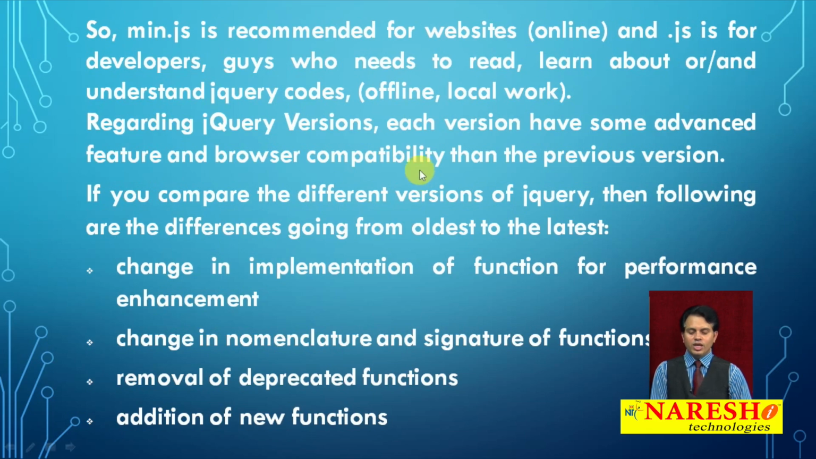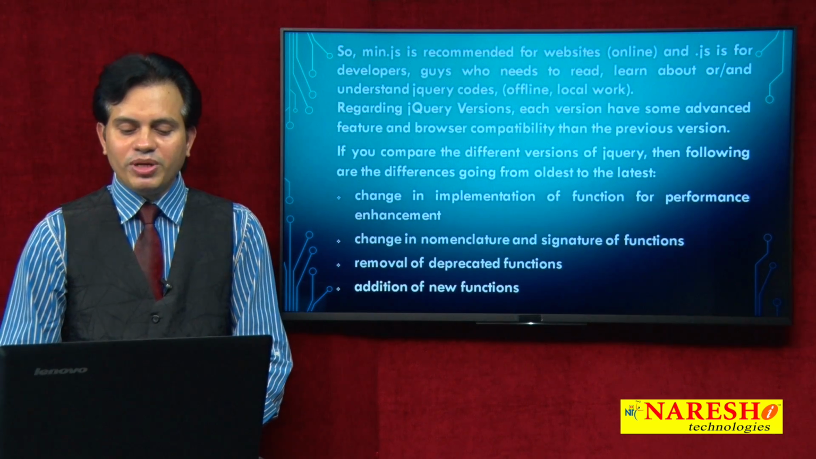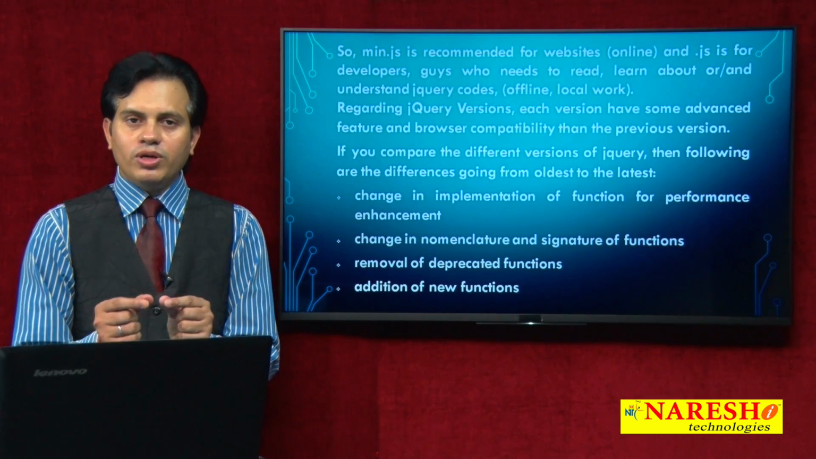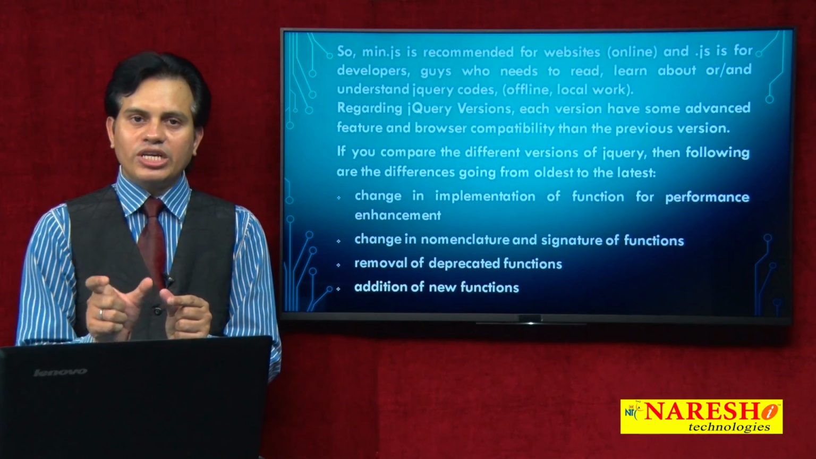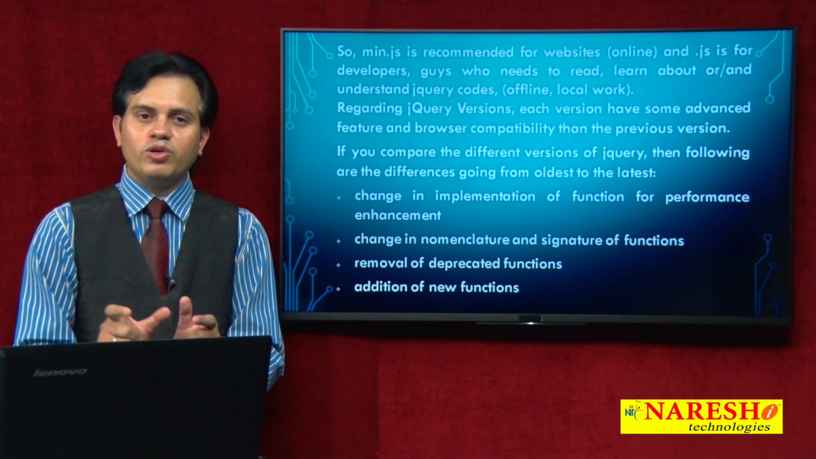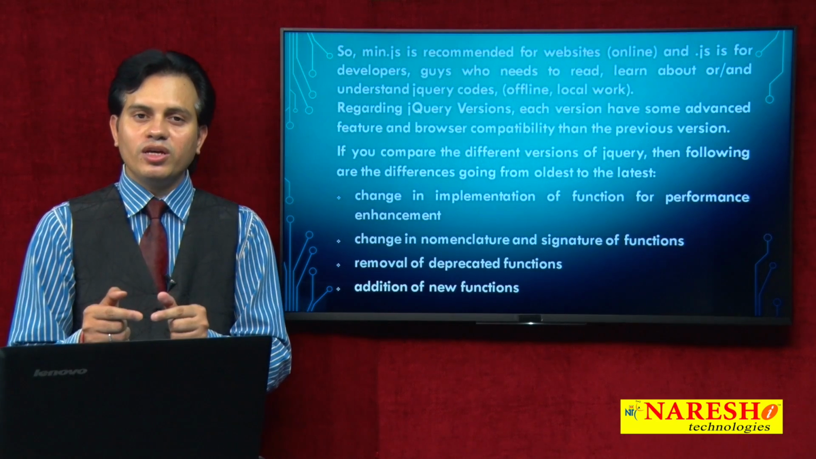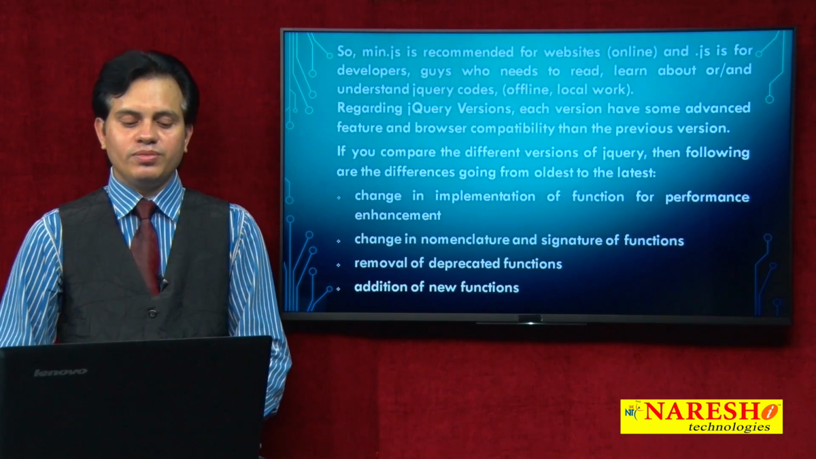If you compare the different versions of jQuery, going from the oldest to the latest one, nothing but the new one, the following are the differences. Change in the implementation of functions for performance enhancements. Maybe in existing functions you can find some changes as an enhancement to achieve better performance compared to the earlier one. Change in the nomenclature and signature of the function: how names are given to the function and how signatures are defined. In that, maybe you can find some changes as you move from the oldest to the latest one.